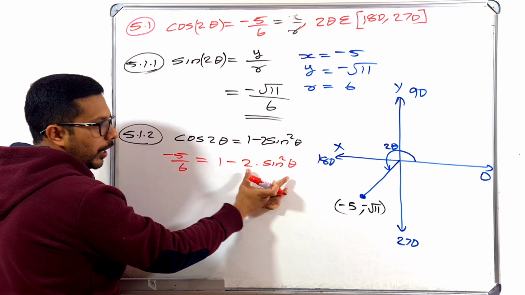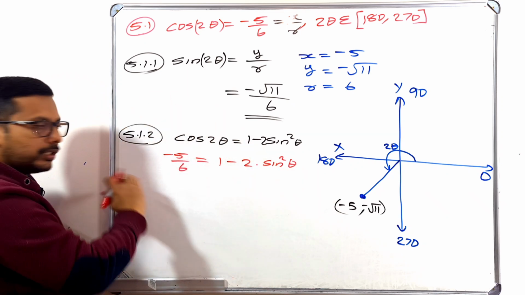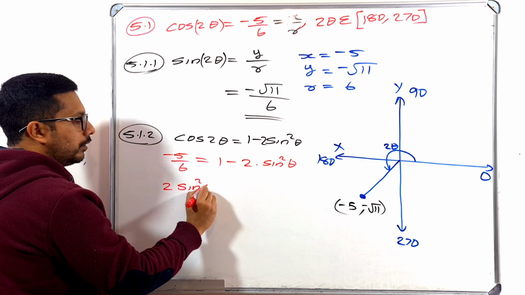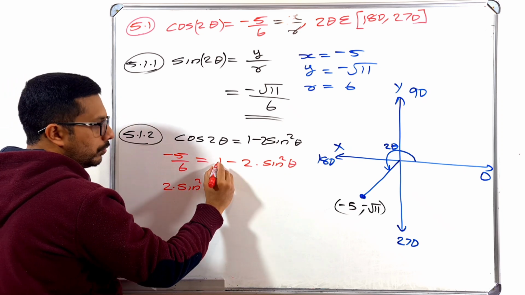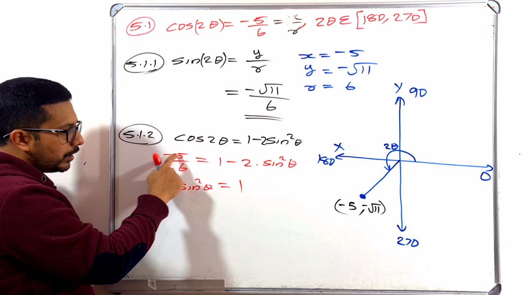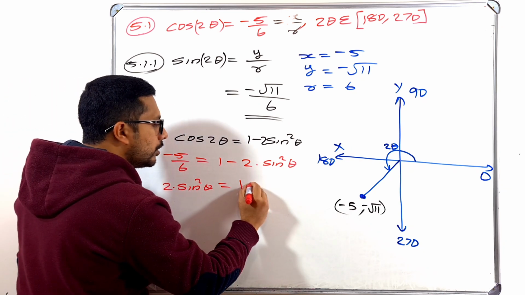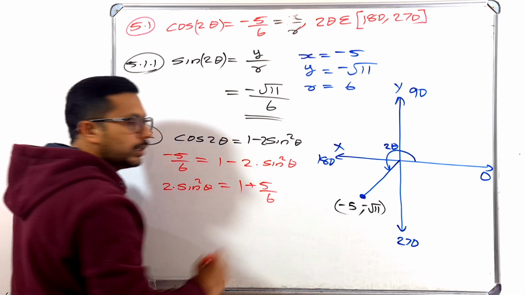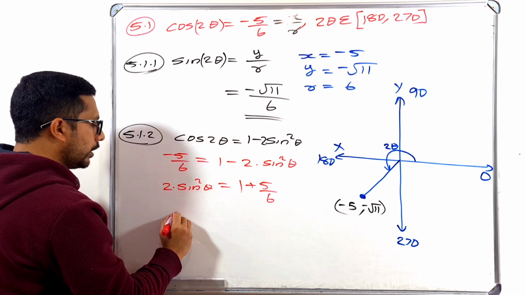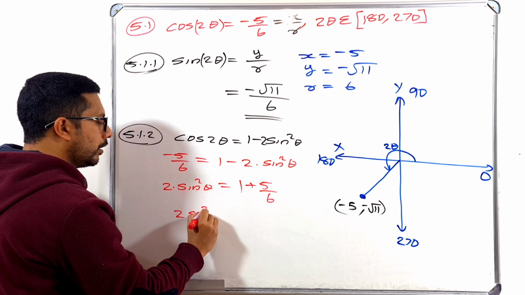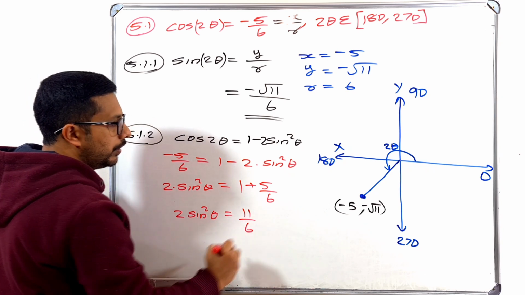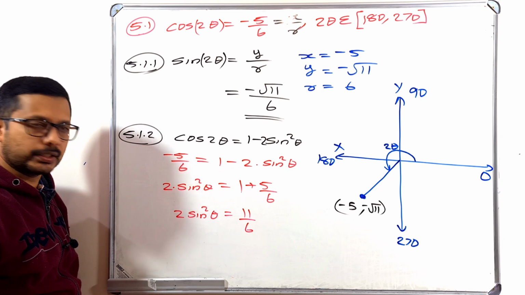So here this minus on the right side, on the left side it is positive. So it is positive 2 sine square theta is equal to, this 1 is already on the right side. Take this minus 5 over 6 to the right side, so it is going to be plus 5 over 6. Check in your calculator, what is the answer for that? 2 sine square theta is equal to 11 over 6. You can check in your calculator.